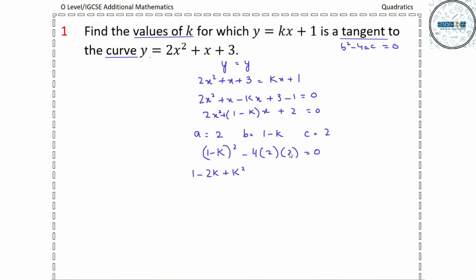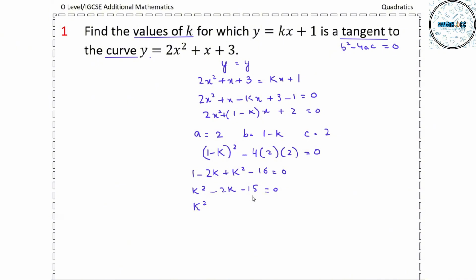Minus 4 multiplied by 2 multiplied by 2 is minus 16, which is equal to 0. Then we will rearrange it: k square minus 2k minus 15 is equal to 0. We will do middle term breaking now.